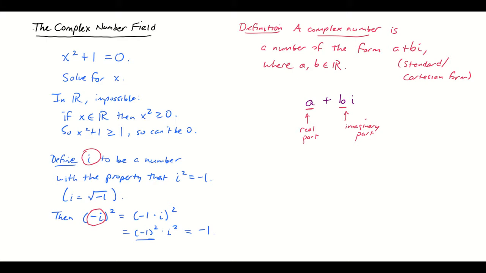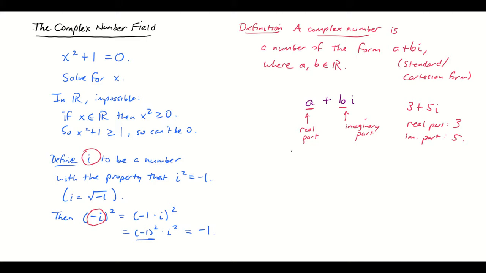Note that we use the term imaginary part to refer only to the coefficients. So for example, in 3 plus 5i, the real part is 3. The imaginary part is simply 5. It's not 5i. All right.